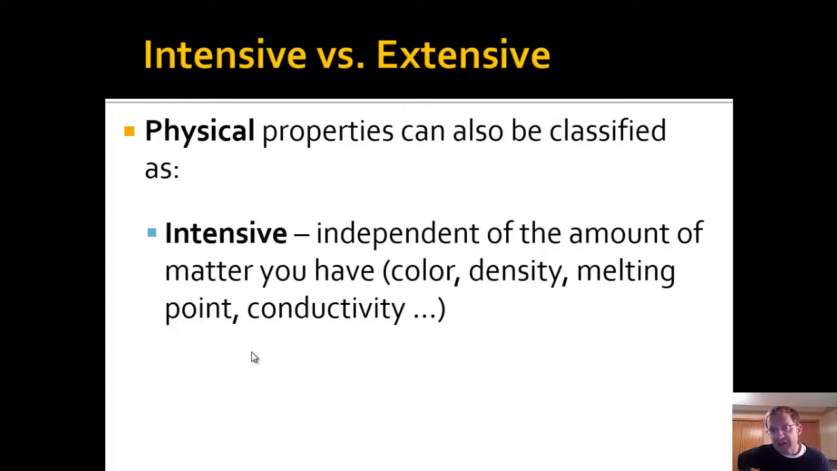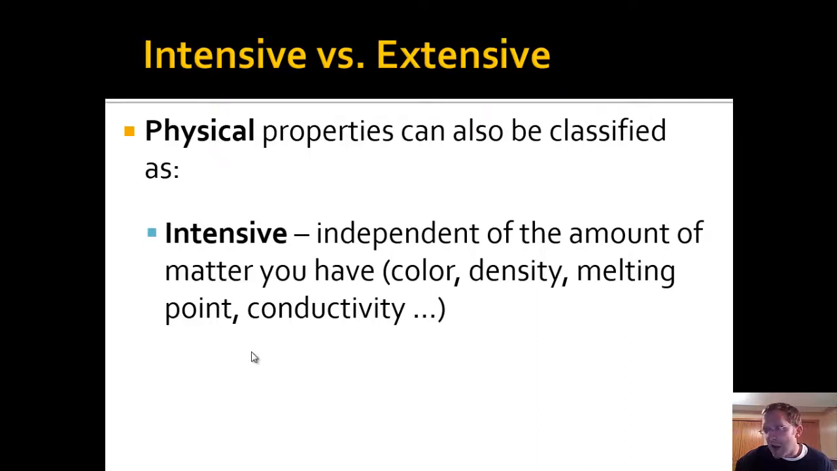Physical properties can actually be divided into two groups, so we separate those out into two contrasting terms as well. The first is an intensive property. Intensive physical properties are those that are independent of the amount of matter that you have. So for example, color. It doesn't matter how big the sheet of paper is. If it's a blue sheet of paper, you can tear it in half, it'll still be blue. You can tear off one little corner, it'll still be blue. So that property is independent of the amount.